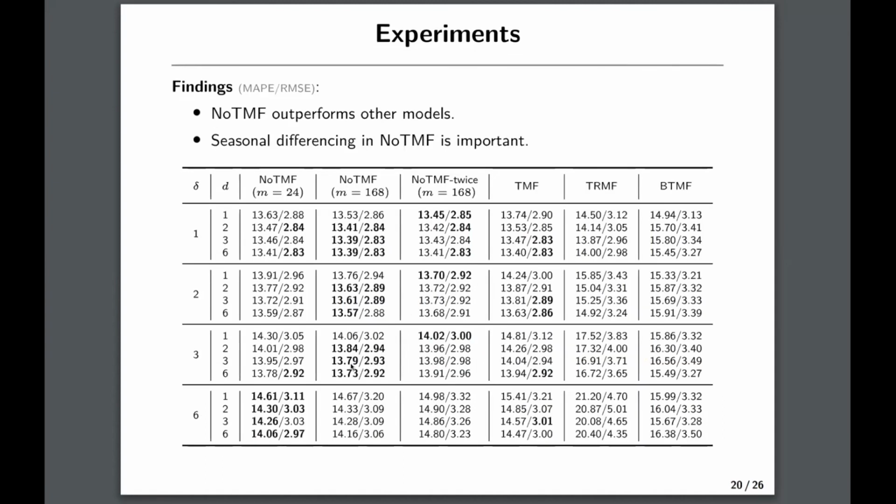This is a table summarizing the comparison between our model and the TMF, TRMF, and the BTMF. TMF is the basic model for temporal matrix factorization, and TRMF is the temporal regularized matrix factorization. This model integrates the univariate autoregressive process, and BTMF is a fully Bayesian model for temporal matrix factorization. By using this comparison, we can say the non-stationary TMF model outperforms other models. Seasonal differencing in non-stationary TMF is very important. We have daily differencing and weekly differencing. In this case, we can say weekly differencing is better.